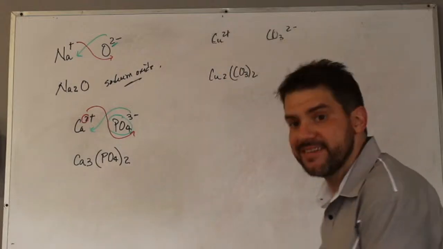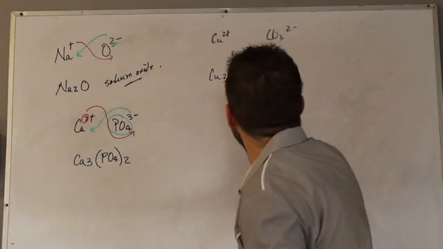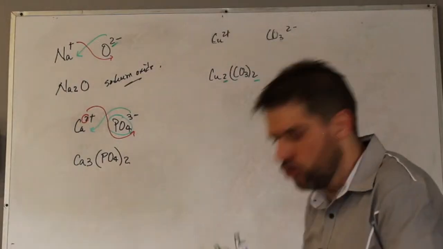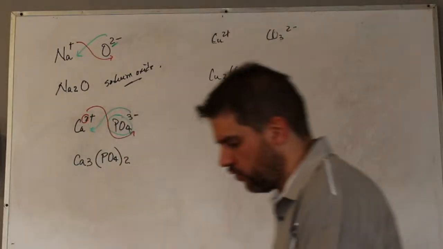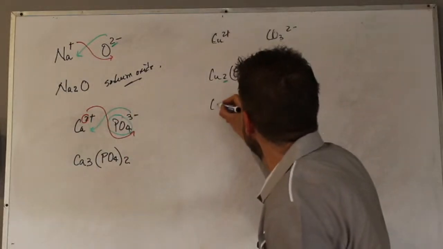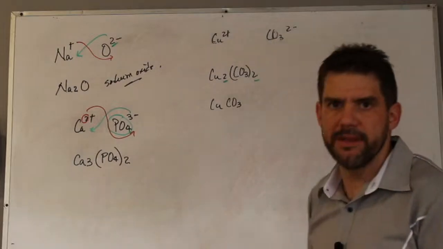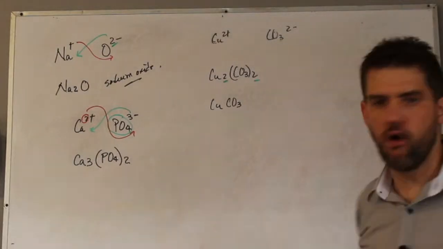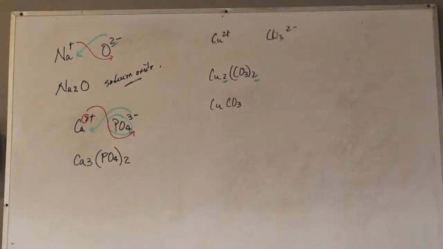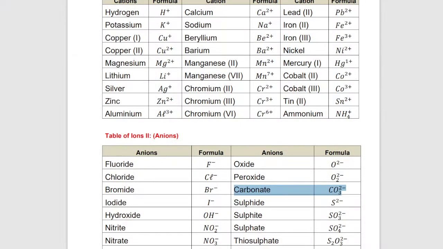But if the numbers are the same as it is here, then you simplify that one. So those 2 fall away. We'll have Cu CO3. That is copper 2 carbonate. I hope it's clear. Once more, let me look here. We're almost done with the question, guys.